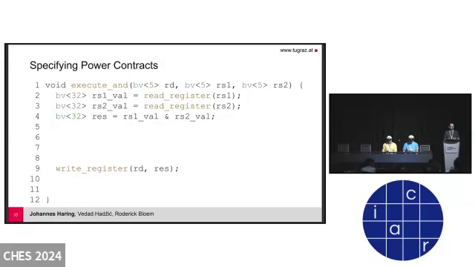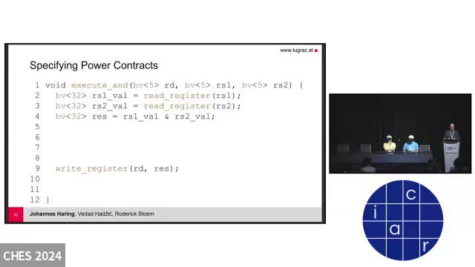So how does a power contract actually look? We chose C++ as the base language for our contracts because it's very approachable and most people know how to use it. And you can see here, this is a very, very simple implementation of an AND instruction in RISC-V. We just read the two source registers and AND them together and write it back into the register file to the destination register.